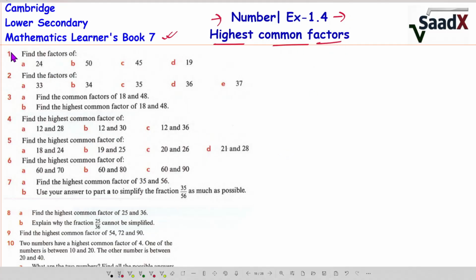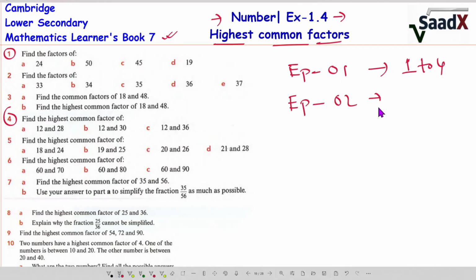Last video we have seen 1 to 4. Exercise 1, 1 to 4 we completed. This video we will start episode 2 and we try to finish 5 to 7. Let's start.